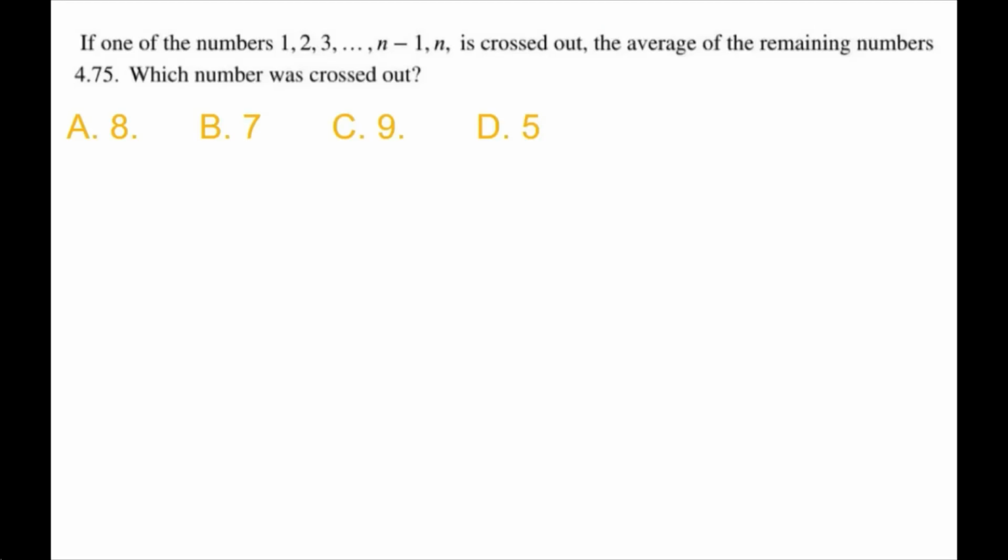Number 22. If one of the numbers 1, 2, 3, all the way to n minus 1 and then n is crossed out, the average of the remaining numbers is 4.75. Which number was crossed out? For this problem, we give the answer to the viewer. It is B. And we will leave it to you to find why. Let's move on to problem number 23.